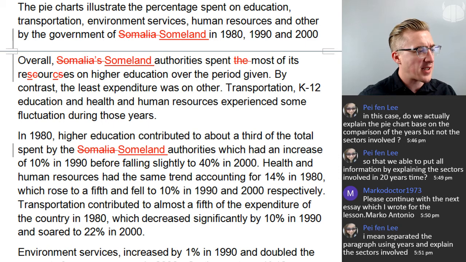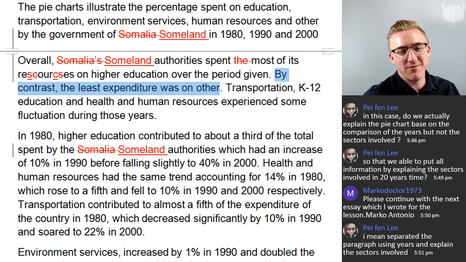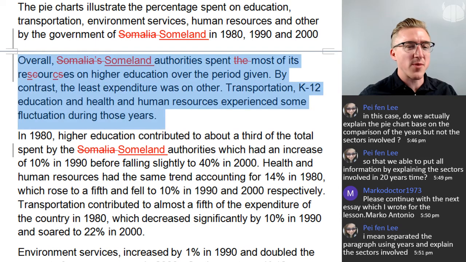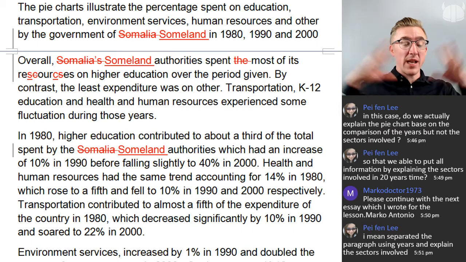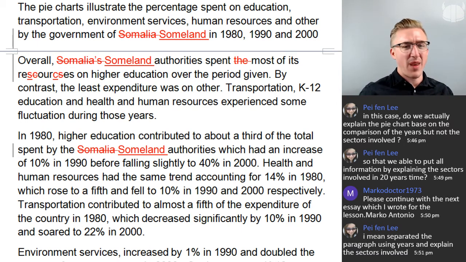By contrast, the least expenditure was on other. Yeah, see, to me, this sentence is totally uninteresting, right? I don't even know what other really is. I mean, does that really tell us an important piece of data? Remember, the summary is supposed to be the most essential story of this data, right? So this sentence definitely does not belong there. So I would say contrasting the biggest to the smallest maybe is not interesting here.